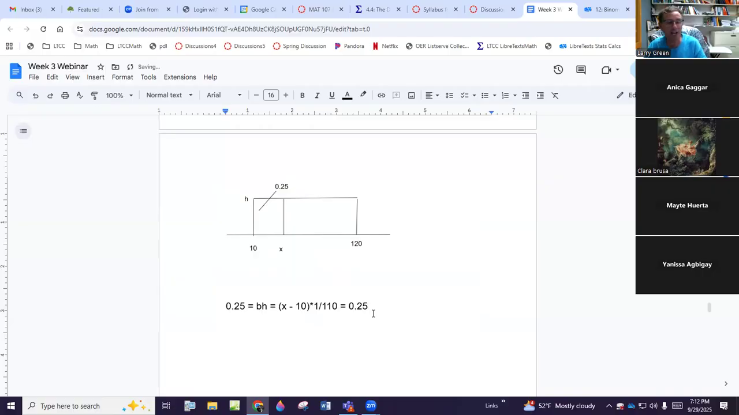Now I can multiply both sides by 110. We're going to do some algebra now. Nothing fancy, but algebra. We get x minus 10 is equal to 0.25 times 110. And if I want x by itself, I just add 10. So I get x equals 0.25 times 110 plus 10. And then you can stick it in a calculator to get the first quartile.